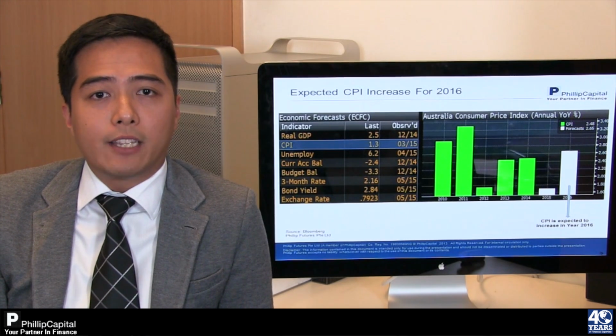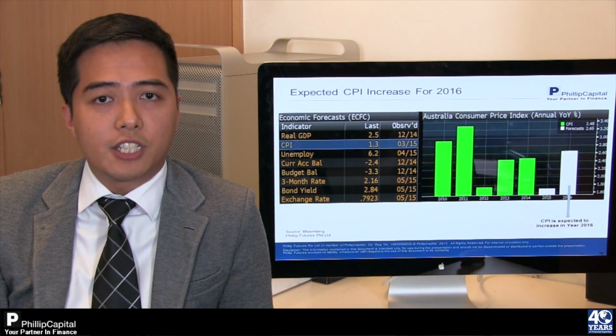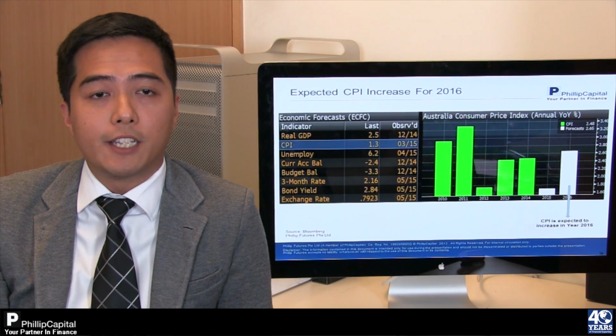With the expectation that Australia's CPI or inflation should pick up in the third quarter, my assumption is that the RBA stays on hold for an extended period.